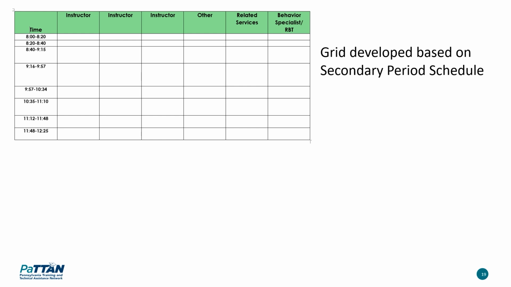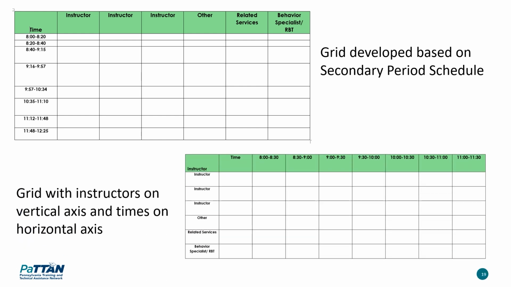On this slide, you will see a schedule grid developed following a secondary period schedule. Again, time intervals should meet building, staff, and student instructional needs. On this grid, you will notice the labeling of the horizontal axes is now for time intervals, and the vertical axis is for instructors. The orientation of your grid and labeling conventions is up to you.